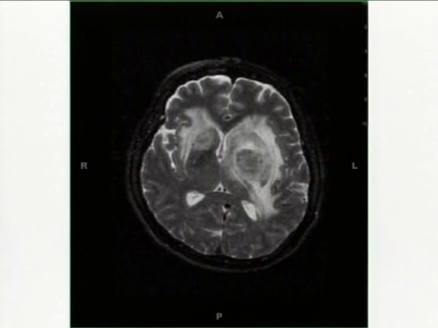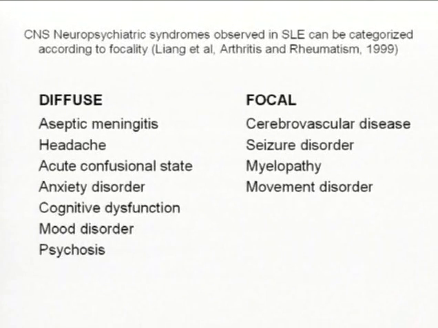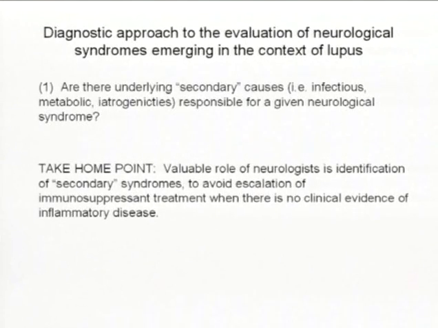A 54-year-old female, history of lupus with active renal disease, treated with CellCept, in remission, developed 2 months of worsening headaches and confusion. This MRI shows bilateral basal ganglia mass effect, and on biopsy, she was found to have a T-cell lymphoma, and she ultimately died. So the take-home point here is that there are secondary causes which are disproportionately seen in patients with lupus. These are very, very sick patients.